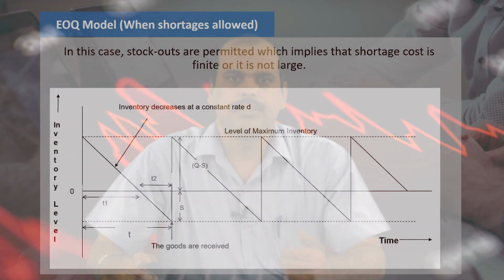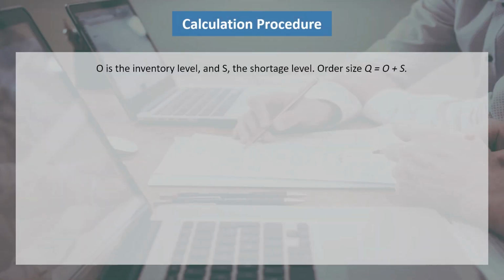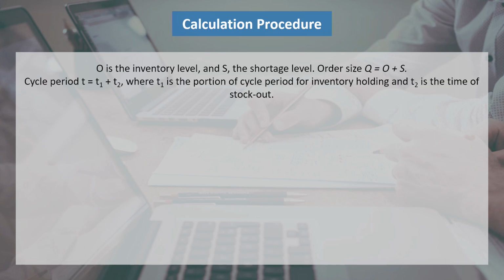So let us understand the calculation of how the inventory level is identified and compared with the economic order quantities, and how the shortage level is compared to see how beneficial it is for management to allow shortages. As I said, O is the inventory level and S is the shortage level. So order size Q is equal to O plus S. The cycle period T is equal to T1 plus T2, where T1 is the portion of the cycle period for inventory holding and T2 is the time of stock-out.